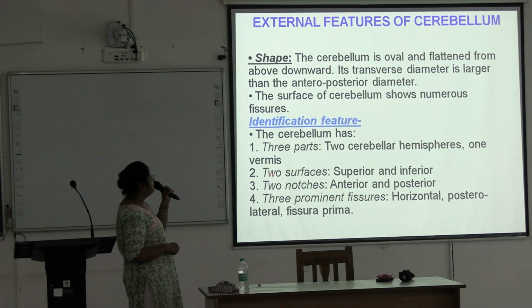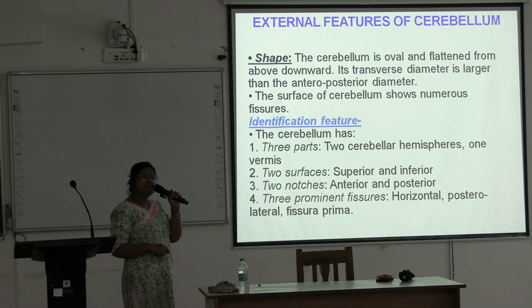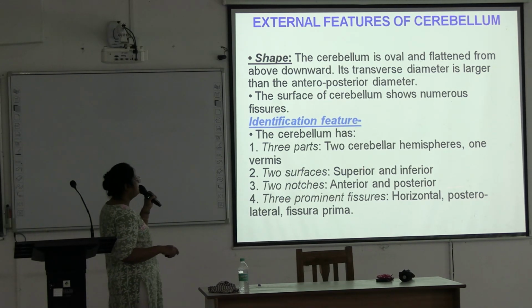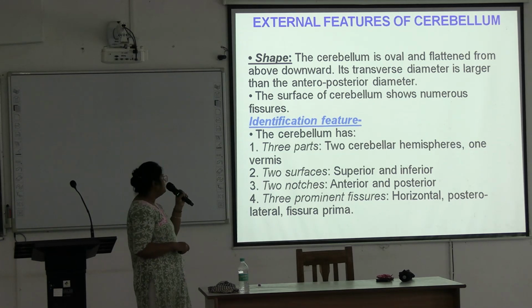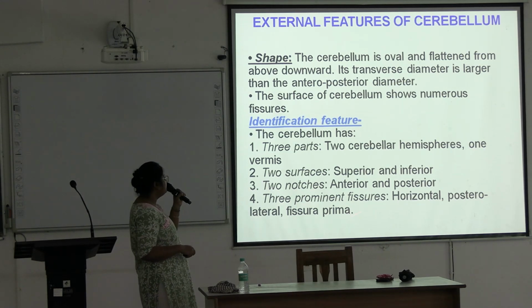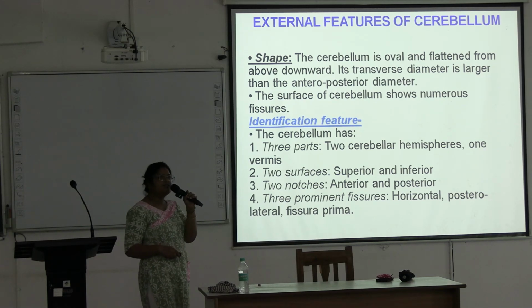There are two surfaces: superior surface and inferior surface, two notches, anterior and posterior notch, and three prominent fissures: horizontal fissure, posterolateral fissure and fissura prima. These are the three fissures.